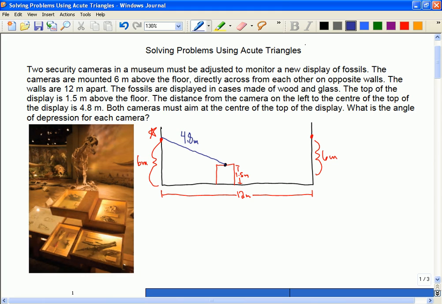You don't see any triangles. Yeah, there's none yet, but we're going to have them pretty soon. And then it says both cameras must aim at the center of the top of the display. What is the angle of depression of each camera?